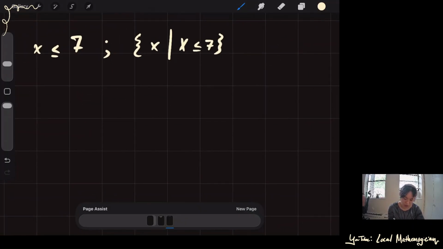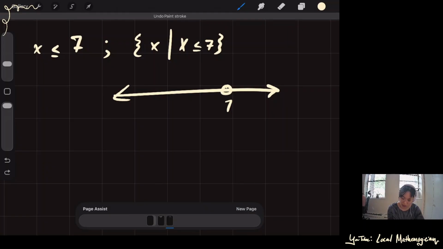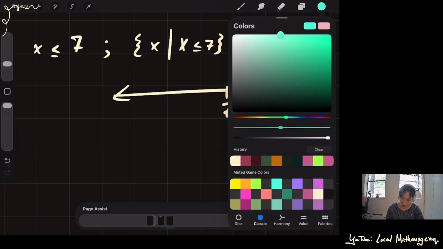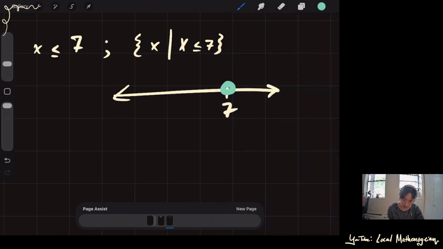It can be drawn as, let's put 7 over here, and then I'll color it in a slightly different color. And this is inclusive, because of this little bar here, less than or equal to 7.